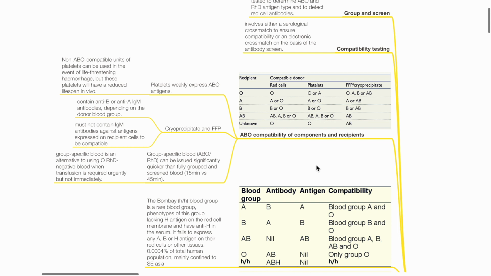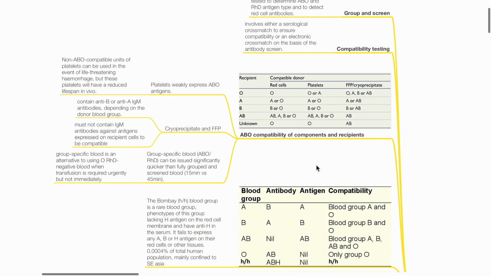If the recipient is blood type B, compatible donor for red cells includes B and O, for platelets B or O, for FFP or cryoprecipitate B or AB type. If the recipient is blood type AB, compatible donor for red cell transfusion is AB, A, B or O. It is the same with platelets. For FFP or cryoprecipitate, it is AB type.